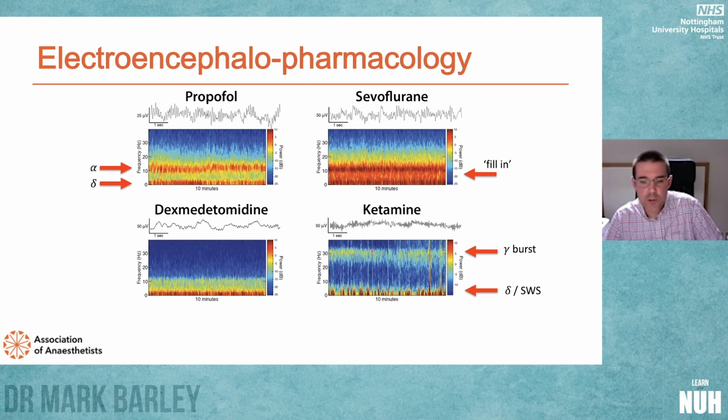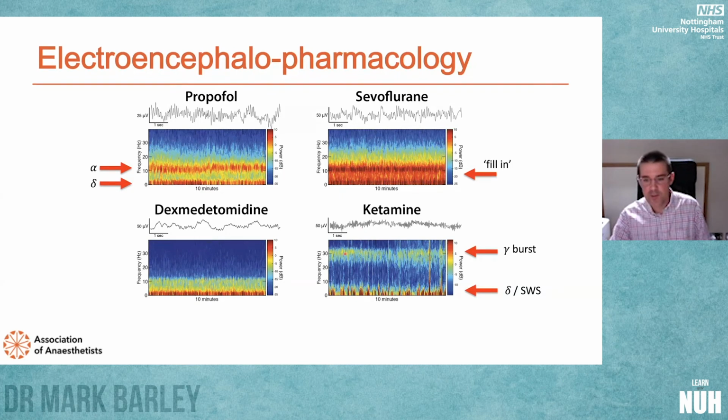And this is why ketamine causes all those problems with the BIS monitor, because essentially it's an excitatory neurotransmitter that excites the cerebral cortex and makes the brain look awake. The BIS monitor interprets these high frequency, low amplitude oscillations as wakefulness and gives you a high value, typically in the low 70s. This is called a gamma burst.